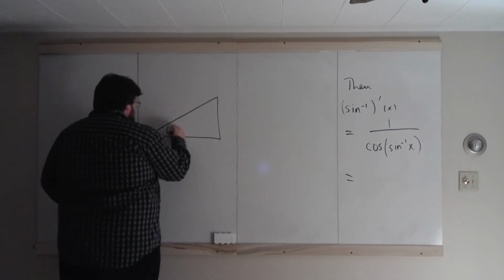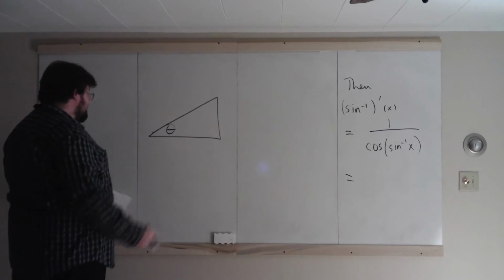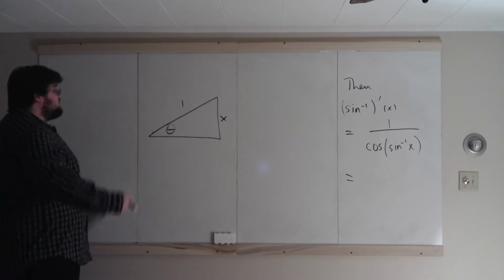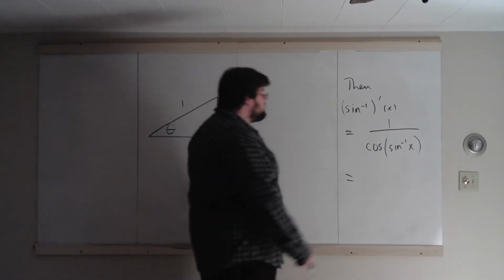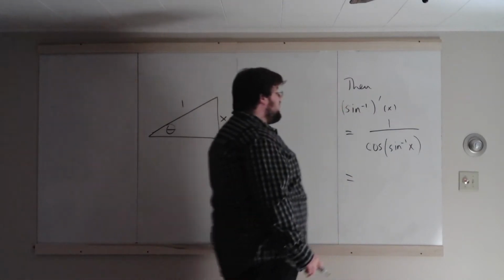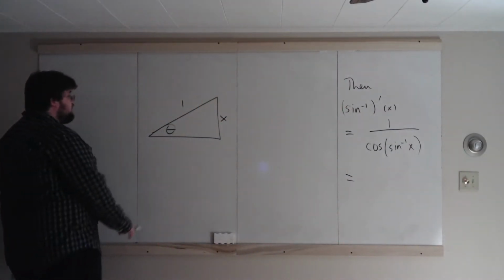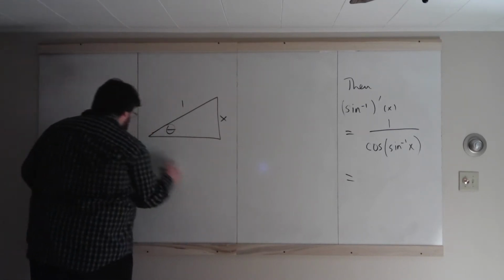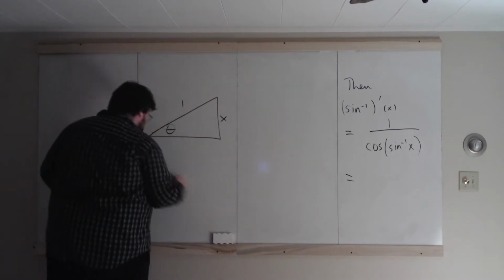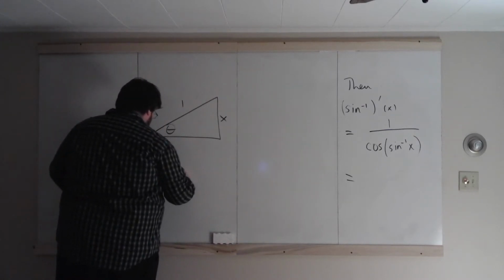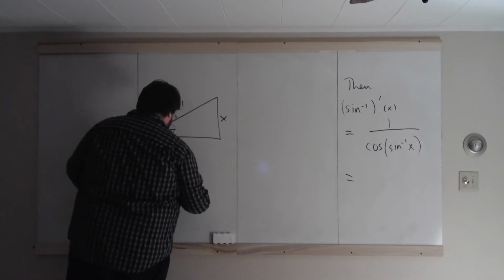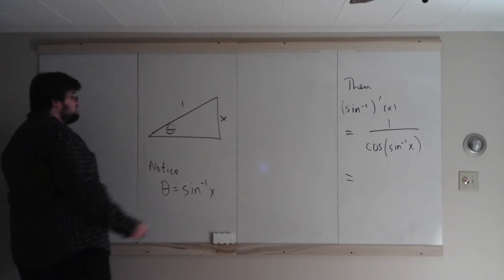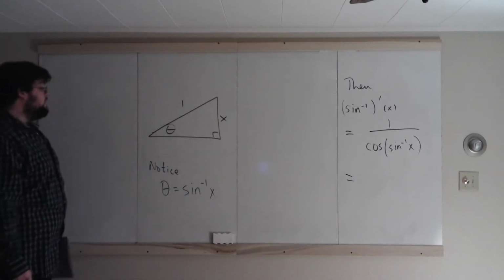If that is theta, and that is x, and that is 1, then sine of theta is x. Remember, the inverse sine of x is the angle whose sine is x. So right here, this angle's sine is x. Notice theta equals the inverse sine of x, because sine of theta is x. This is a right angle. Now we have two of the sides on this.